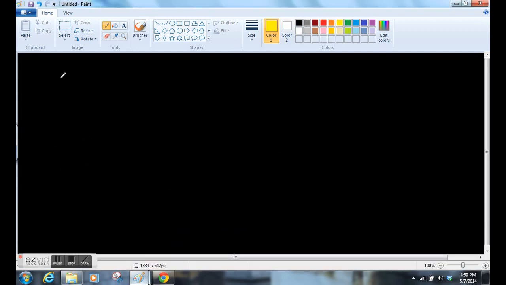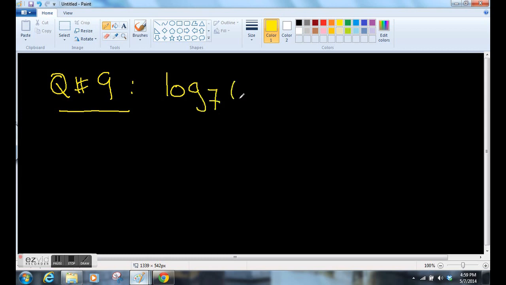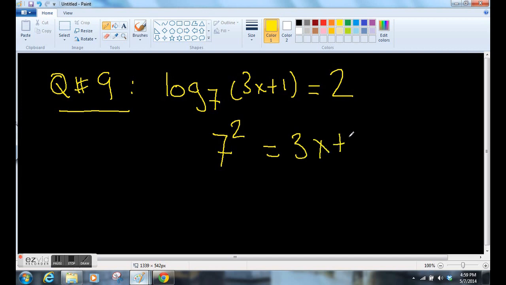This is question number 9. Slightly more complicated, but still the same thing. Log base 7 of 3x plus 1 is equal to 2. So the first thing you do is write it in exponential notation. This is saying 7 was little, 7 gets big, 2 comes over here, equals, this is by itself, 3x plus 1. Okay, 7 squared is 49. We subtract 1 from both sides.